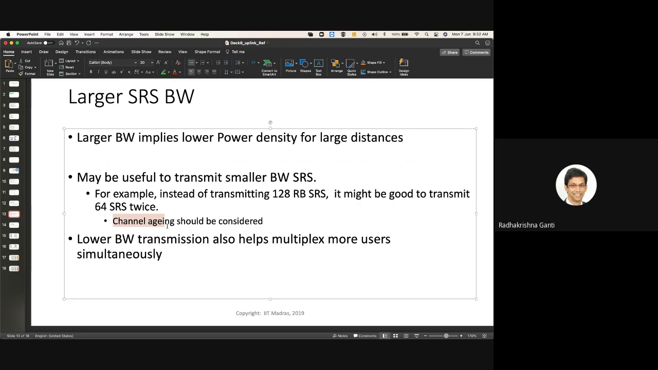But remember, let's think about this. The most popular TDD structure used in the industry is something called DDDSU: 3 downlink slots, 1 transition slot, and 1 uplink slot. Once you finish an uplink slot, you have to wait 4 more slots to get your next uplink slot, almost. So there's a gap. It depends on your TDD structure also, so it's not such a straightforward thing. You should consider that before you can do smaller bandwidth SRS.